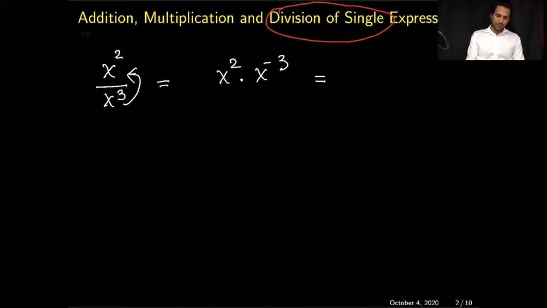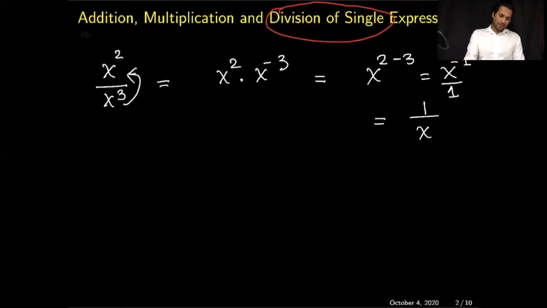And now I can perform the multiplication operation, which I performed in the previous slide. So it will be 2 minus 3, which gives you x to the power -1. And when you have a negative exponent, you can always move that to the denominator by switching the sign of the exponent. So it will be just x to the power 1.